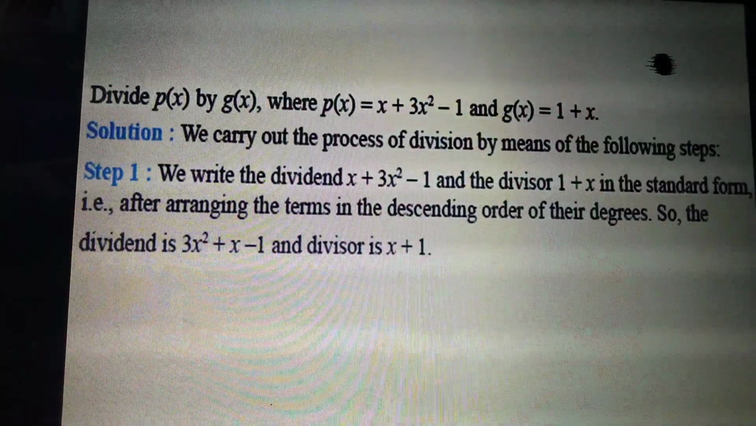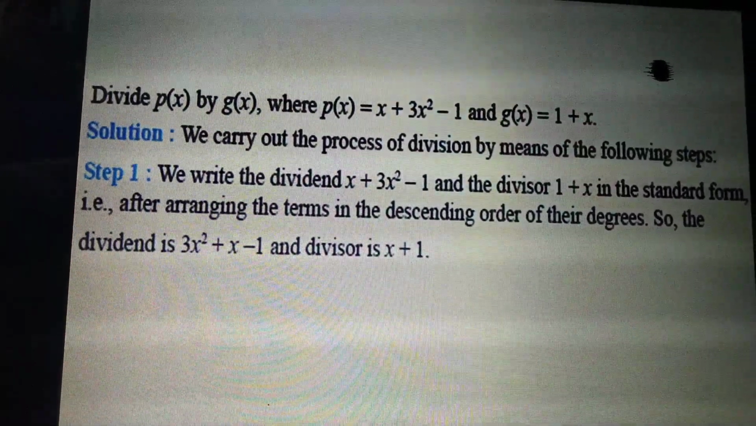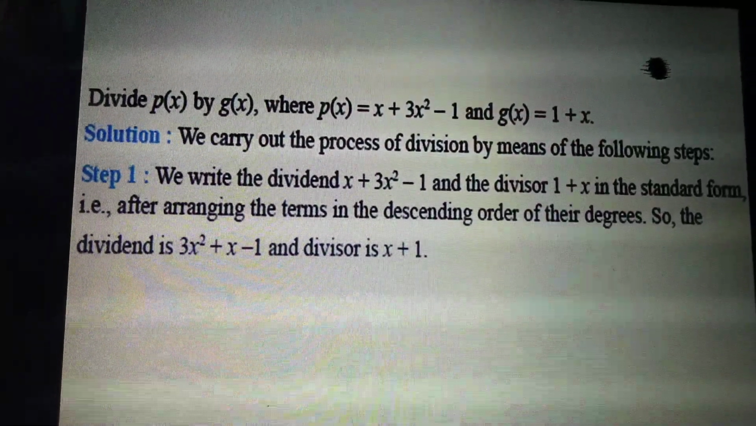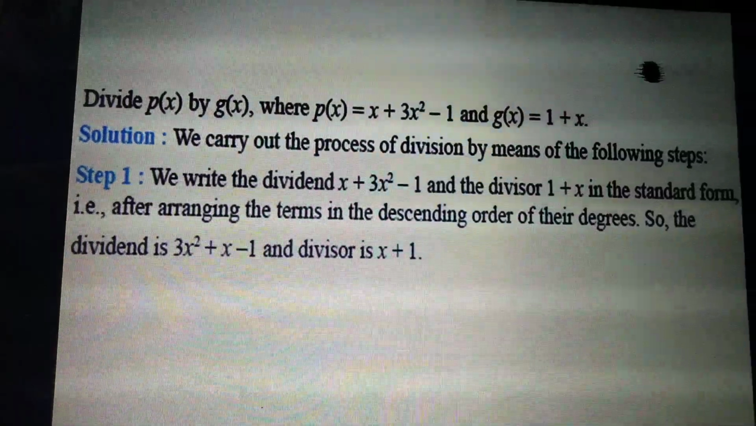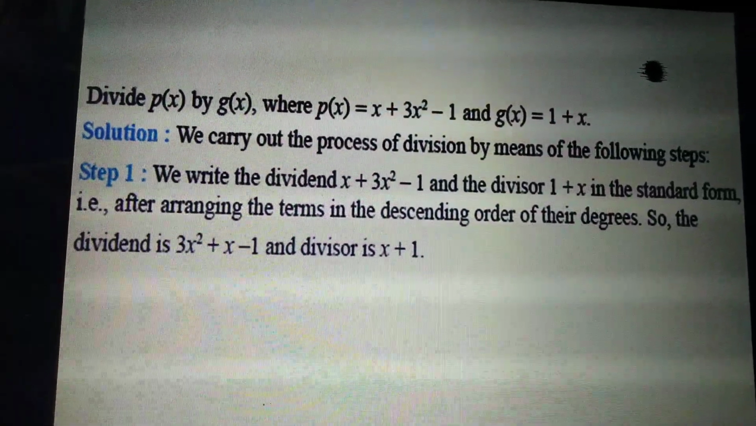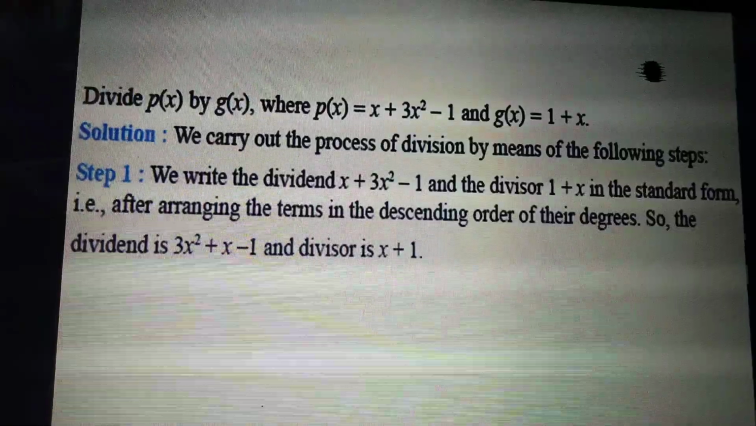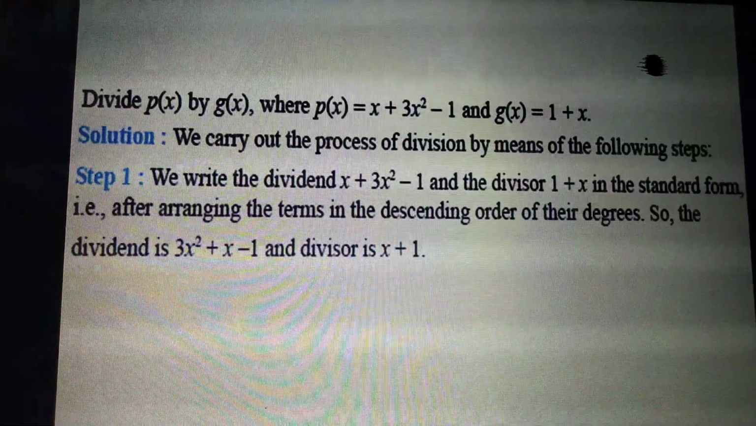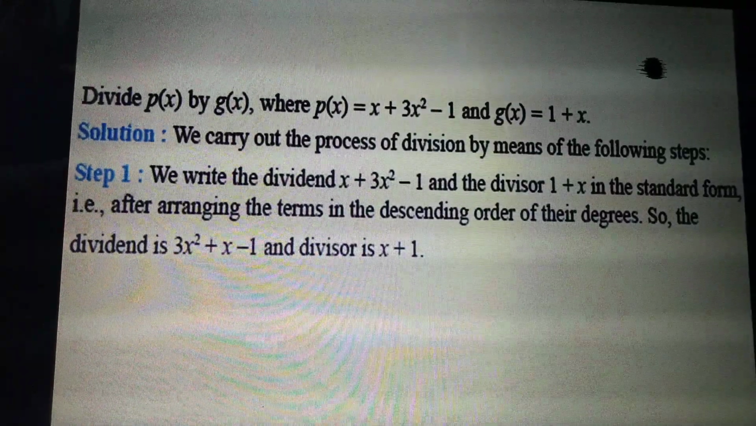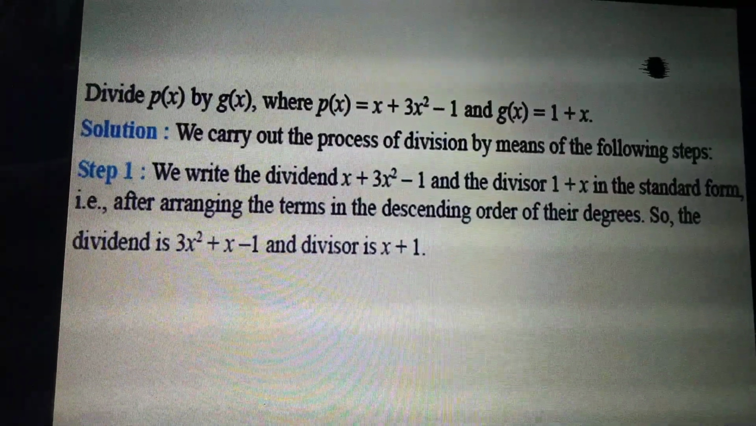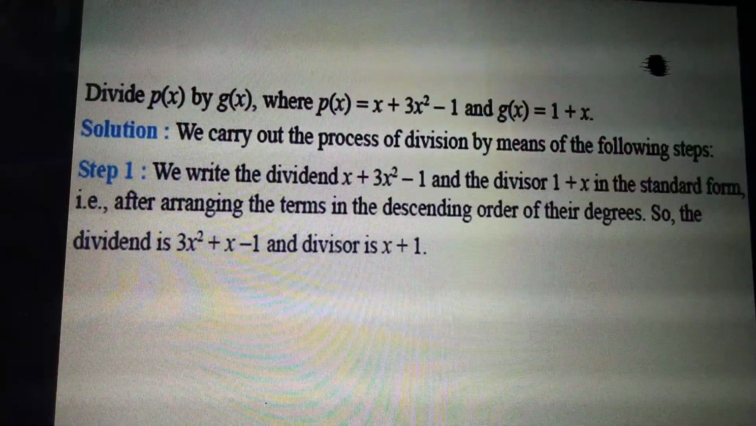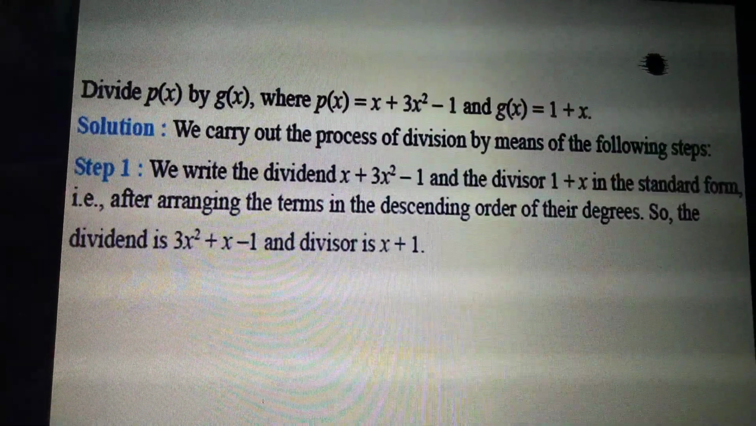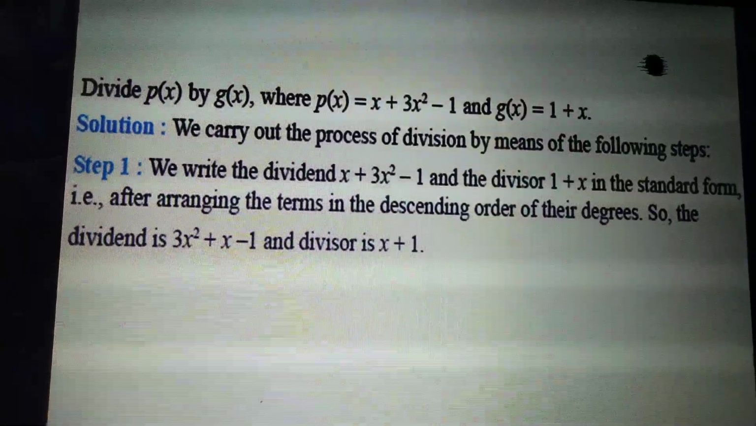Step 1. We write the dividend x plus 3x squared minus 1 and the divisor 1 plus x in the standard form. That is, after arranging the terms in the descending order of their degrees, the dividend is 3x squared plus x minus 1 and divisor is x plus 1.